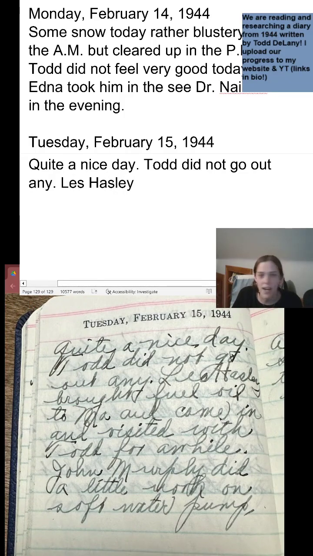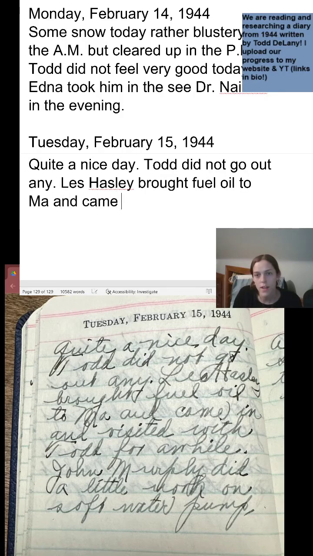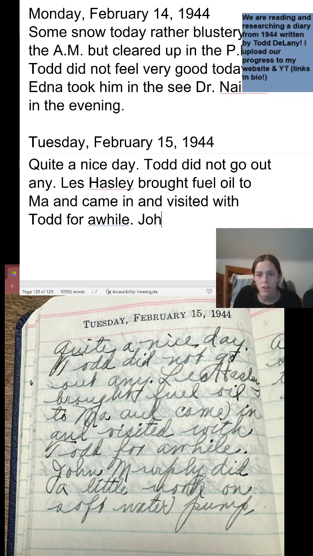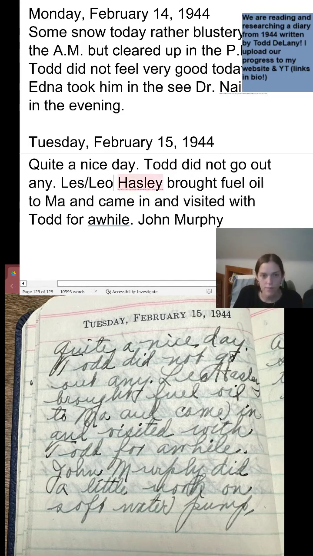Okay. Les Hasley brought fuel oil to Ma and came in and visited with Todd for a while. John Murphy. It might be Leo, yeah. It might be Leo. John Murphy did a little work on soft water pump.